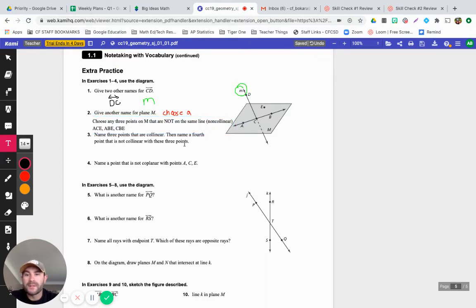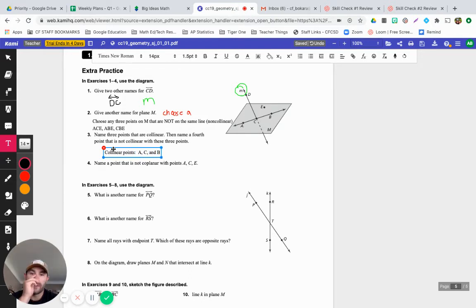Okay. Name 3 points that are collinear. Collinear points have to be on the same line. So according to this, that should be A, C, and B. They're on the same line. It says then name a 4th point that is not collinear with these 3 points. A point not collinear with A, B, and C. You could either pick E or D. E or D is fine.